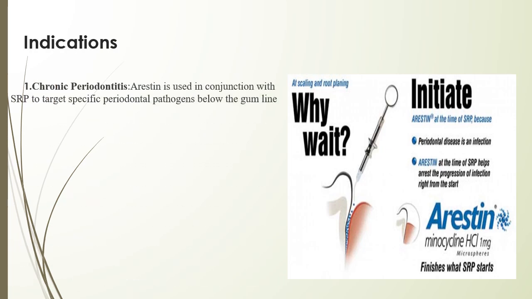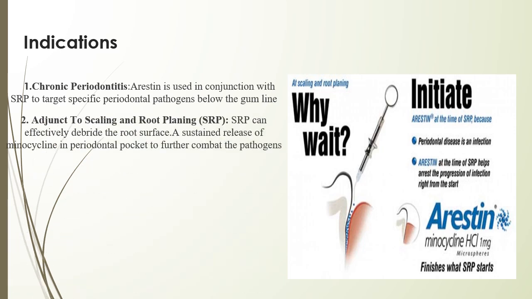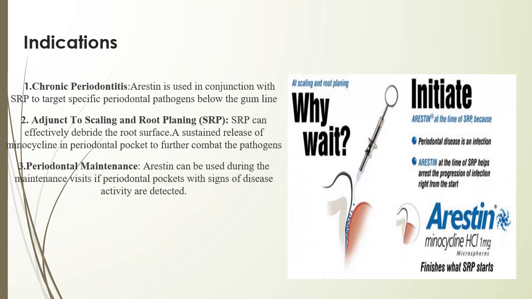So, what are the three indications of Arestin? Chronic periodontitis, adjunctive scaling and root planing, and periodontal maintenance. Arestin is used in conjunction with SRP to target specific periodontal pathogens below the gum line. It is a locally applied antibiotic which remains active in the pocket and reduces the pocket depth.